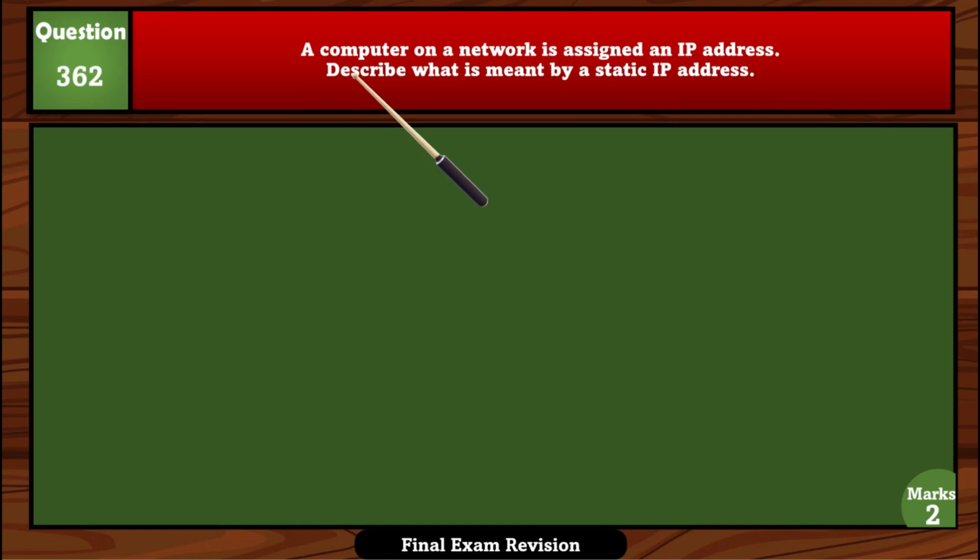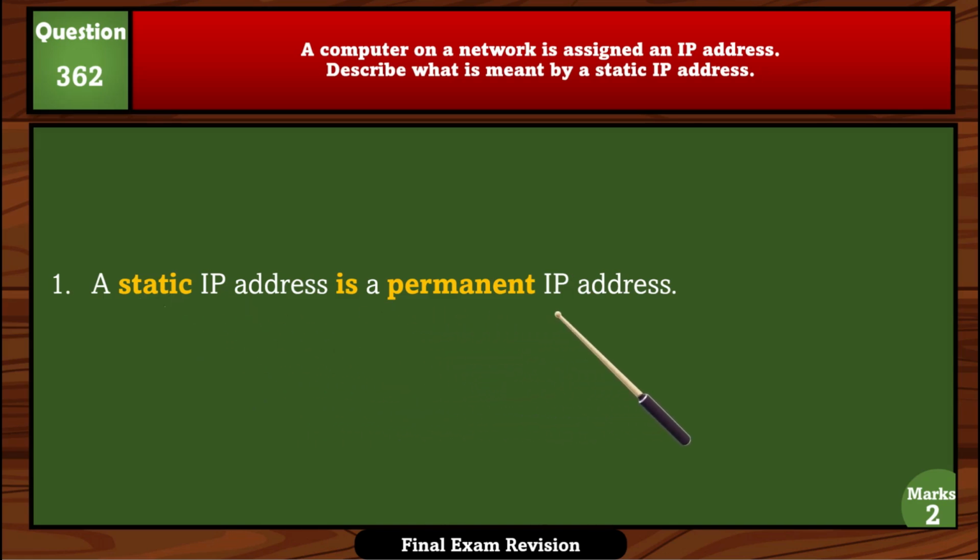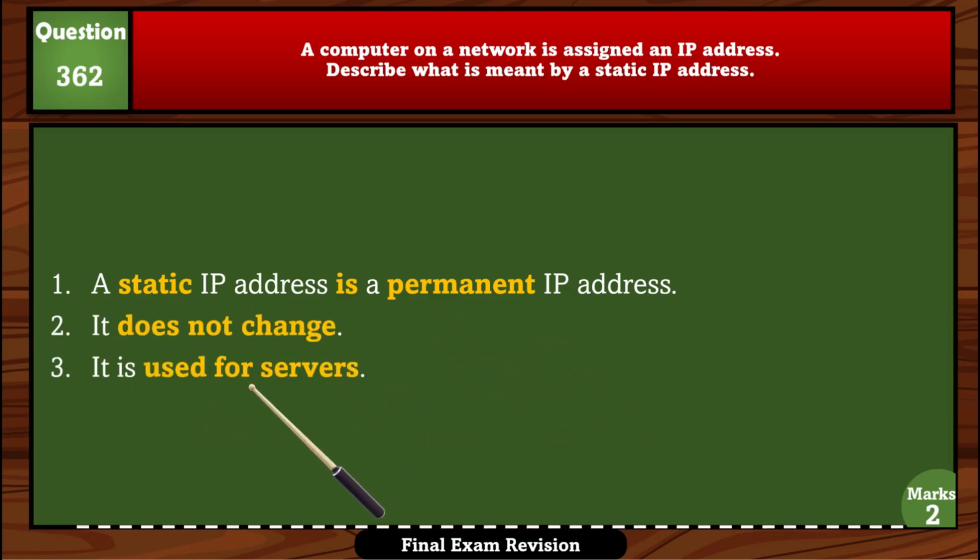Question 362. A computer on a network is assigned an IP address. Describe what is meant by static IP address. A static IP address is a permanent IP address. It does not change. It is used for servers.